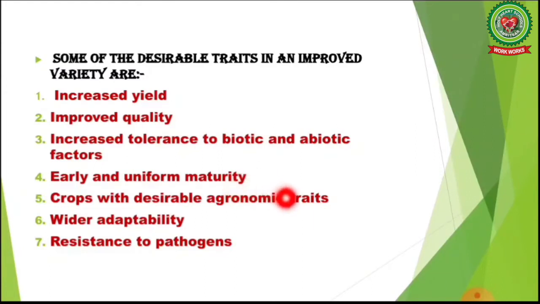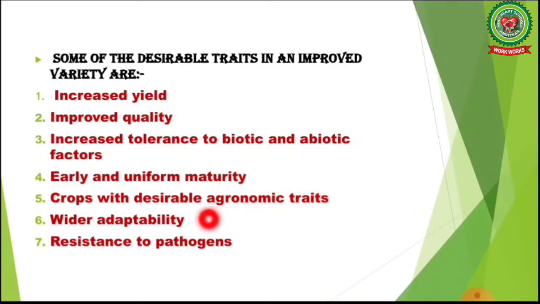Then, crops with desirable agronomic traits. Depending on the utility of crops, different agronomic traits are desired. For example, for fodder crops, the crops which are required as food for the livestock, the desired traits are tall plants with profuse branching and higher tillering. For cereal crops, the desired traits are dwarf varieties with short maturation period.